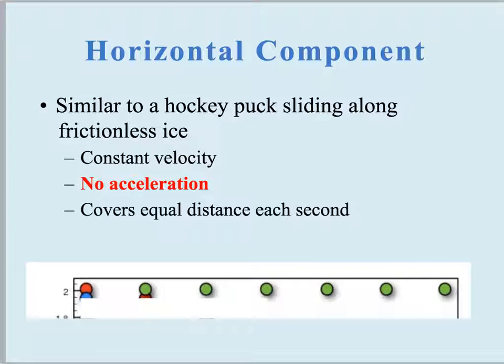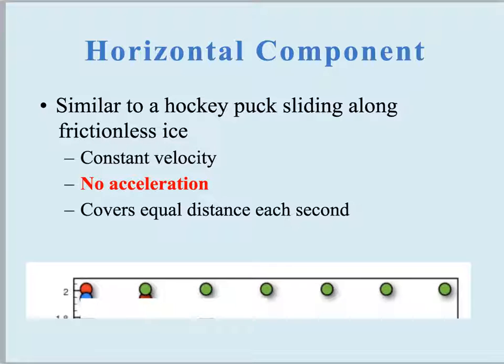All right, so the horizontal component, the forward component, is kind of like if you think of a hockey puck sliding along frictionless ice. Now, of course, frictionless, we're not dealing with the real world here. We're dealing with perfect world scenarios. So we're saying that there's nothing to slow the puck down. Because of that, it's going to stay at a constant velocity. It's not going to speed up, it's not going to slow down. It's just going to continue to move at the same velocity the entire time the projectile is in motion.